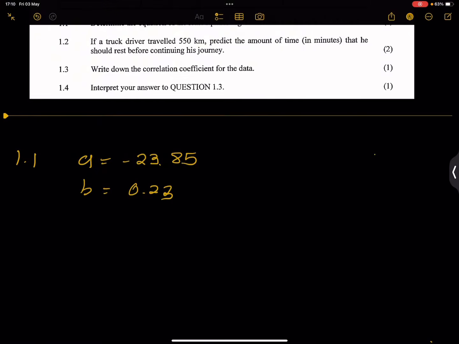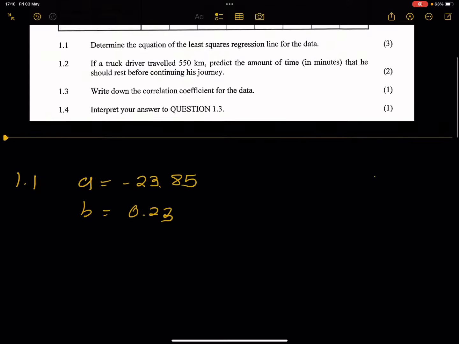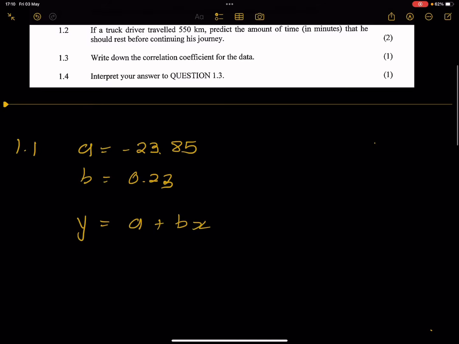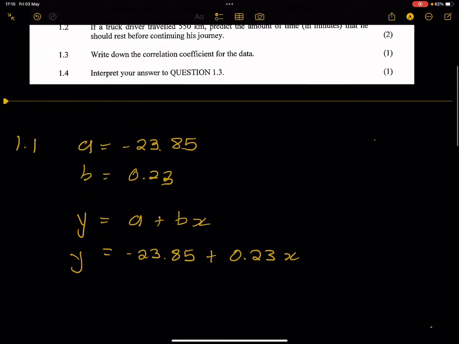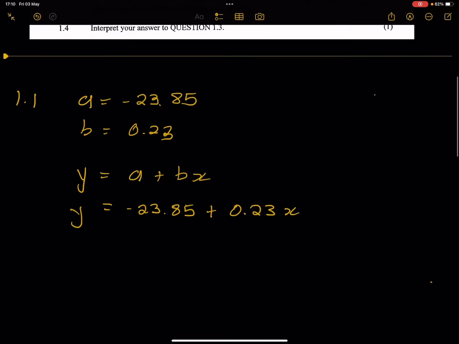So what is my least square regression line? That's going to be y. Remember, you write it as y equals a plus bx. We don't write it as the normal straight line equation. So that's negative 23.85 plus 0.23x. So that is our least square regression line.